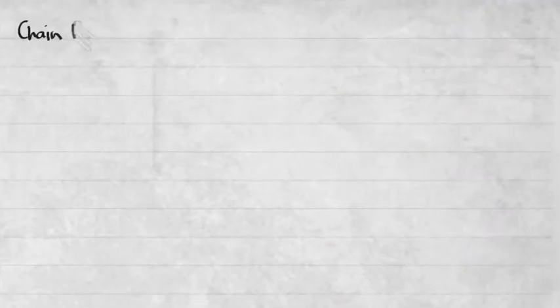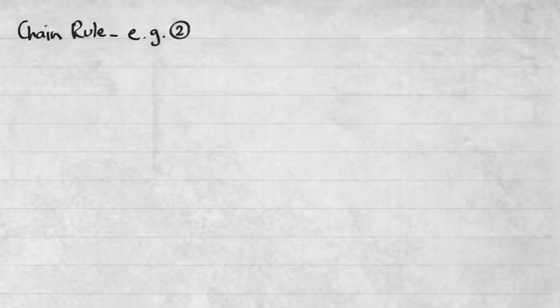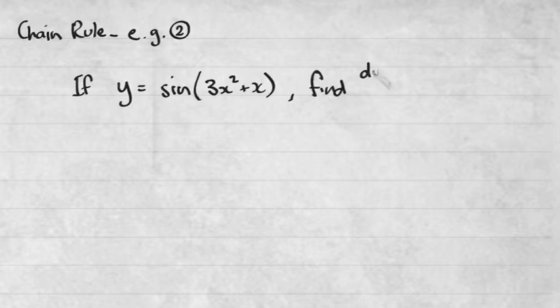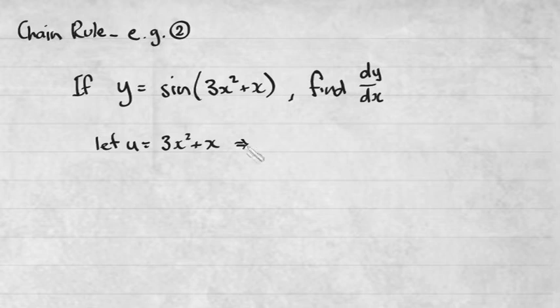Now let's have a look at the second example. If y equals the sine of all of 3x squared plus x, find dy/dx. So let's make the substitution that u is equal to 3x squared plus x. That gives us du/dx equal to 6x plus 1, just differentiating u with respect to x. The derivative of 3x squared is just 6x, the derivative of x is 1.